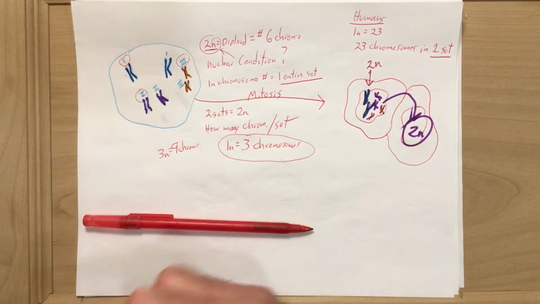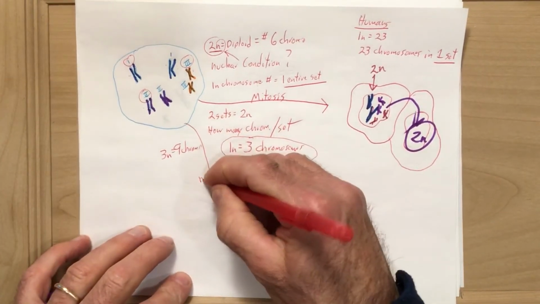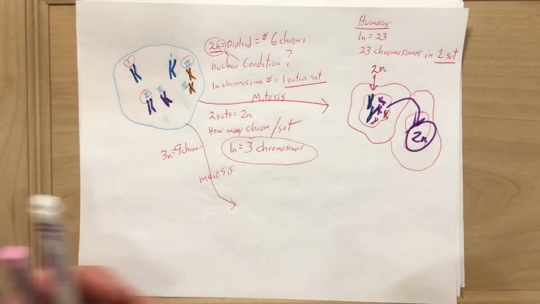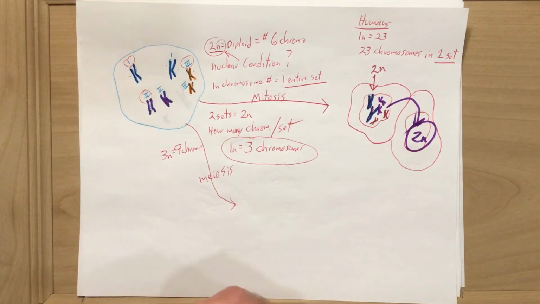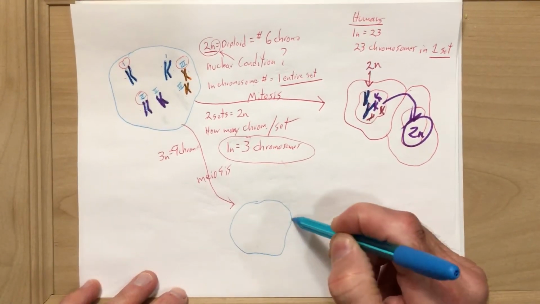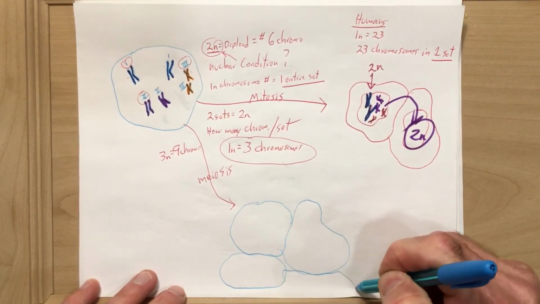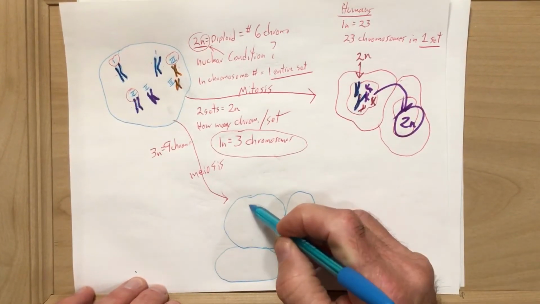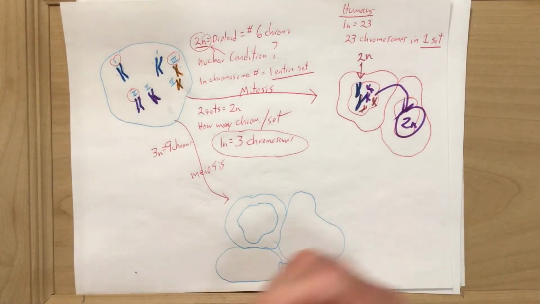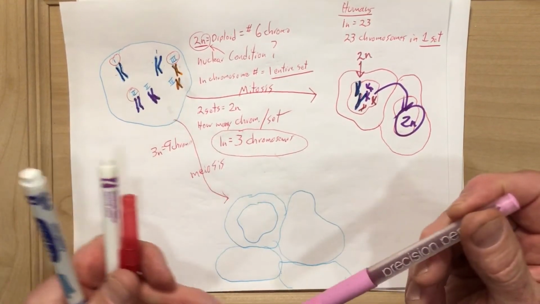On the other hand, if this cell goes along and does meiosis, that's a completely different story. What's going to happen in this case is this is going to divide, and it's going to divide again, and you're going to end up with four cells. Let's just concentrate on one resulting nucleus. First of all, homologous pairs are going to separate: 2 from 2, 1 from 1, 3 from 3.